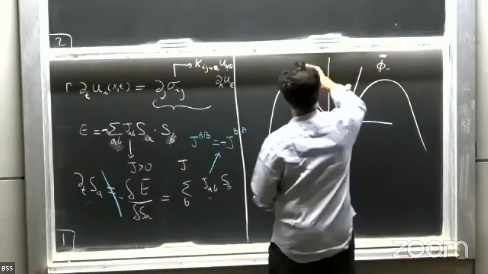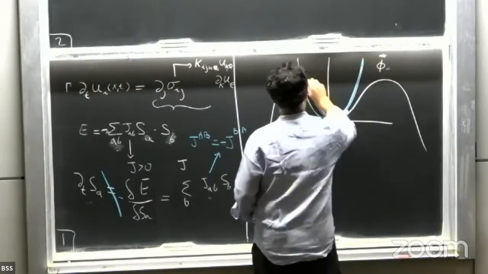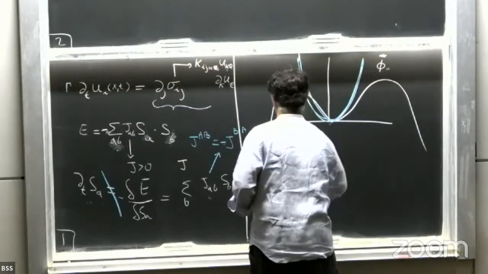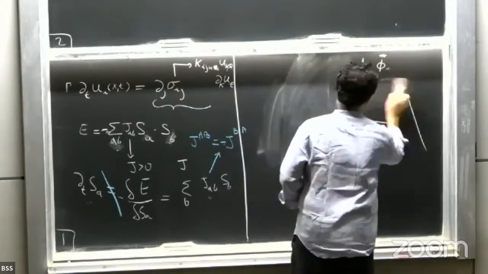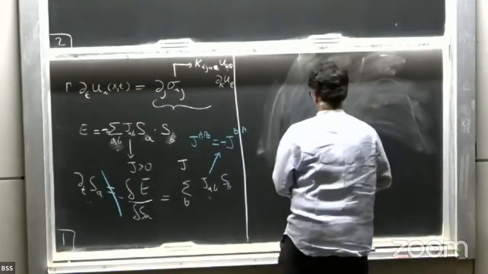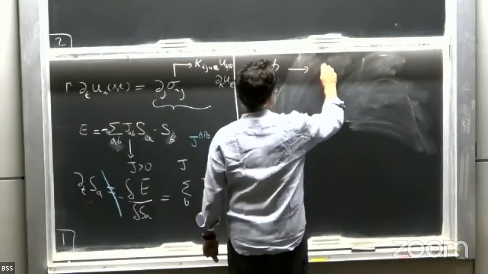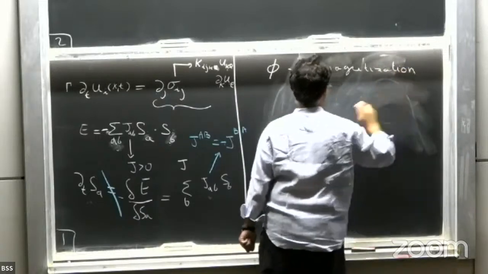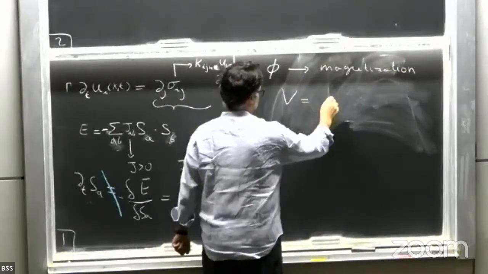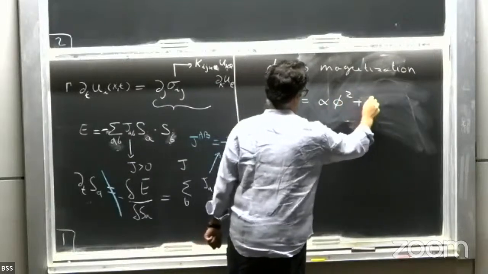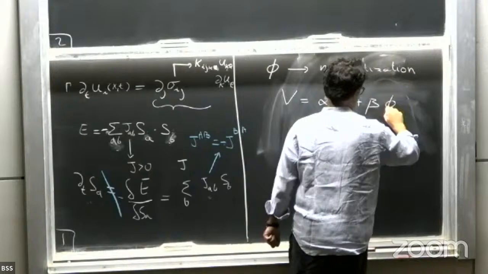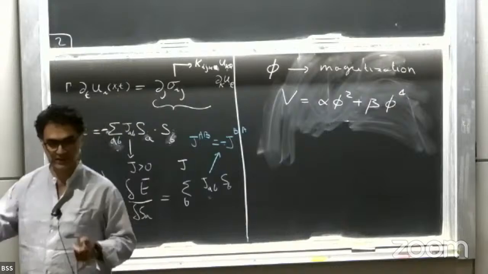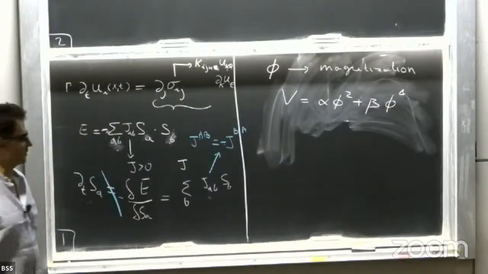Sorry, I'm confused a bit. Give me a second. Let me redraw it. So you will define a variable, which is the magnetization, which is the average over the spin. And then you will define a potential that is defined as alpha phi squared plus beta phi fourth, plus a gradient term, if you want to take into account spatial variation. We'll forget about that for a moment.